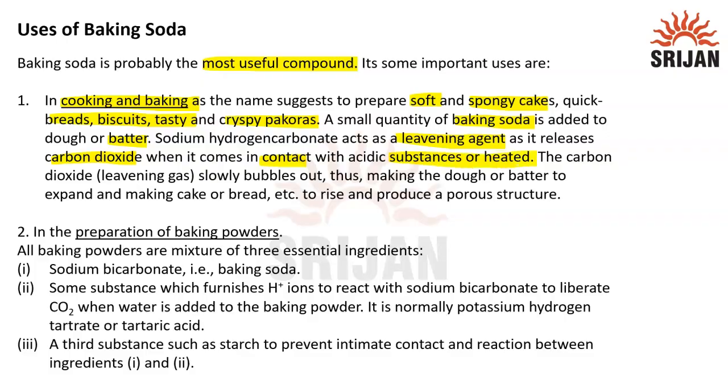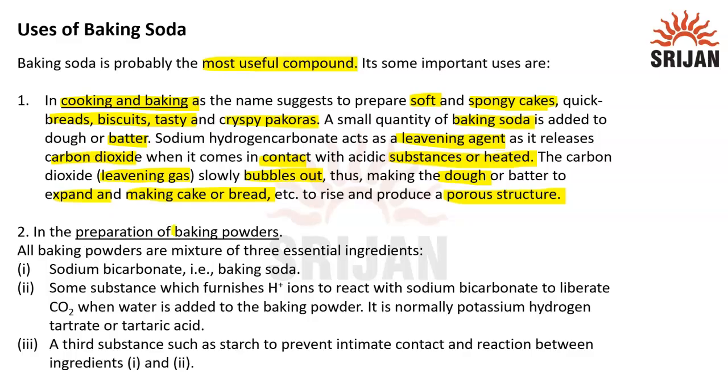So whenever we are preparing something like a cake, we need fluffy and spongy cakes, so we add a bit of baking soda. When we add baking soda and heat it, carbon dioxide gas is released, and this carbon dioxide, as it leaves the cake or the material in which we have added it, makes the dough or batter expand. The carbon dioxide slowly bubbles out, thus making the cake or bread rise and produce a porous structure. Porous means a holes-like structure from which this carbon dioxide is escaping out.